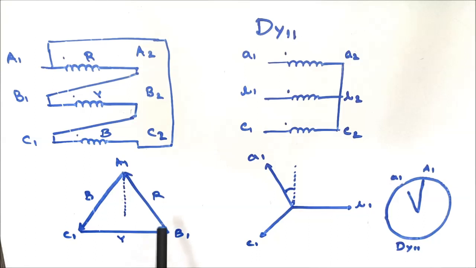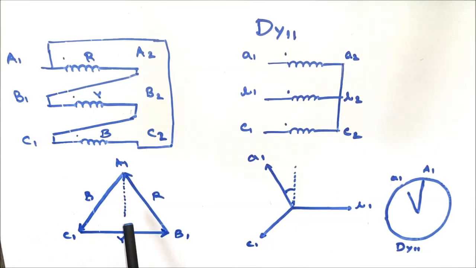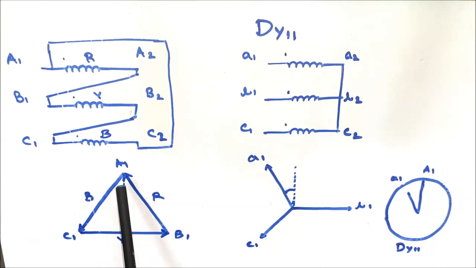In between A1 and B1 there exists the red phase coil. In between B1 and C1 there exists the Y phase coil. In between A1 and C1 there exists the blue phase coil. So if I draw the virtual neutral and draw a straight line, it will be at 0 o'clock or 12 o'clock in the clock position. Now the LV side winding is star connected.